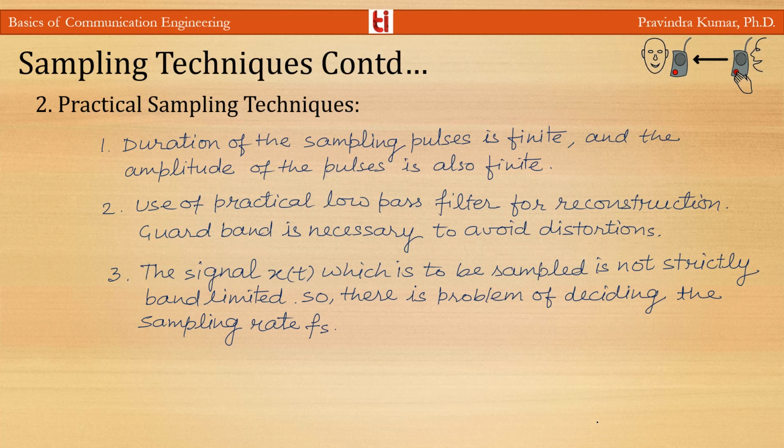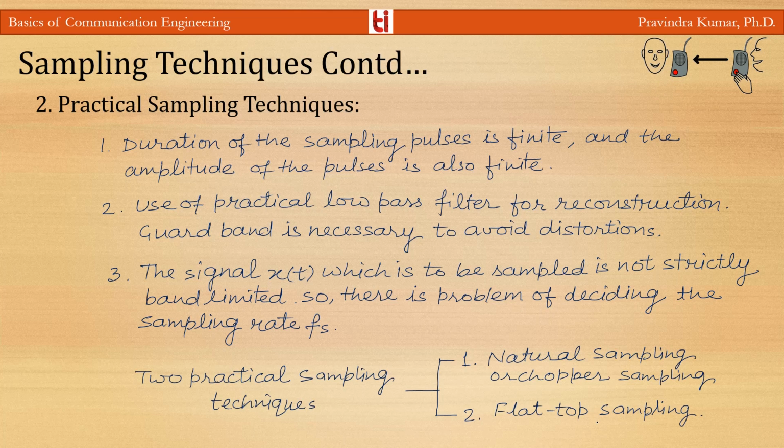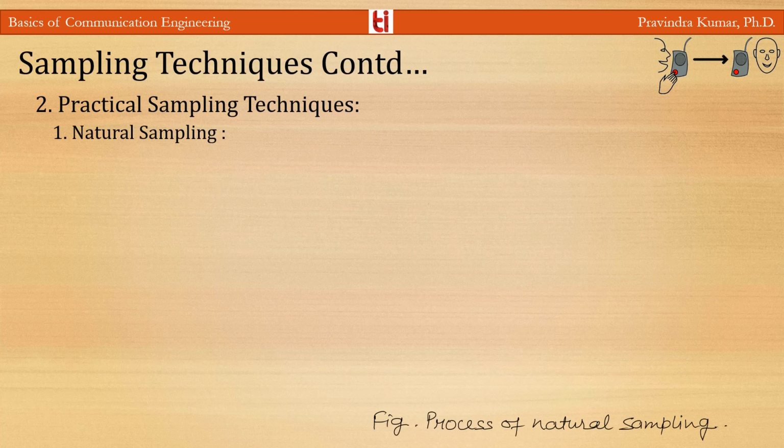Third, the signal x(t) which is to be sampled is not strictly band limited. Due to this, there are problems faced while deciding the sampling rate. There are two practical sampling techniques: natural sampling or chopper sampling, and flat top sampling. First of all, we will discuss natural sampling.